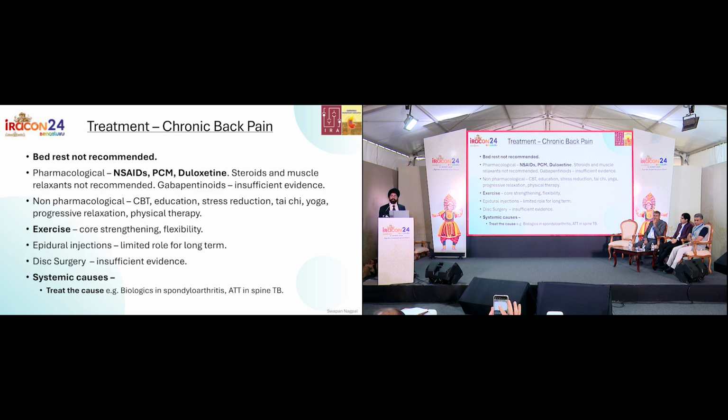Duloxetine is a good drug, especially as it works at the mental level also, so people associated with depression will have a good response to it. Non-pharmacological methods are good. In chronic backache, please advise the patient core strengthening exercises. For surgery, again, there is insufficient evidence. And if you find a systemic cause, please treat the systemic cause.